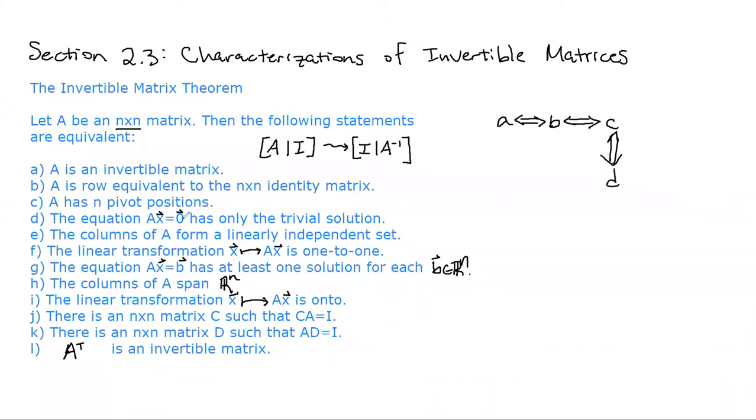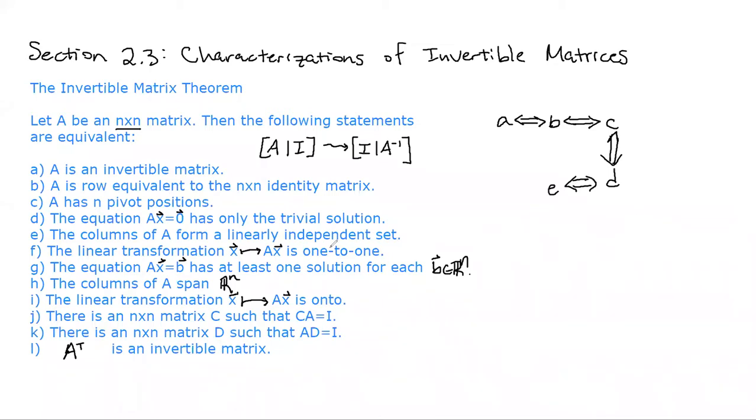Now, if we have only the trivial solution, that's literally the definition of the columns being a linearly independent set. Remember how we talked about if we have a free variable, then our columns are linearly dependent. If we don't have a free variable, if we only have the trivial solution, then the columns are linearly independent. So D is really saying the same thing as E.